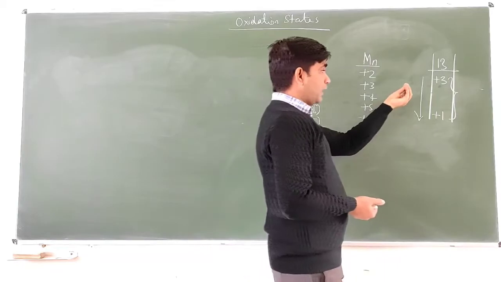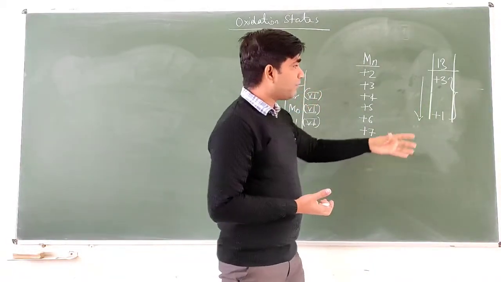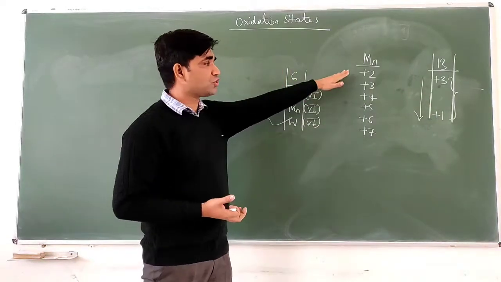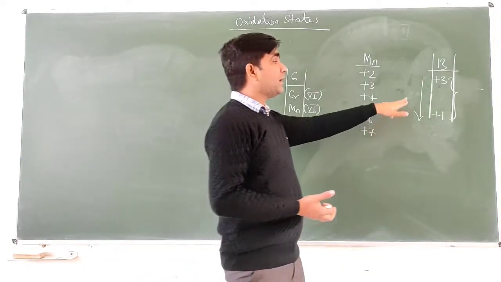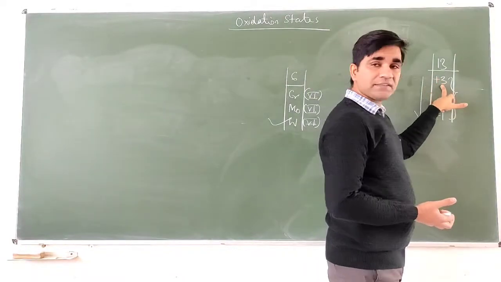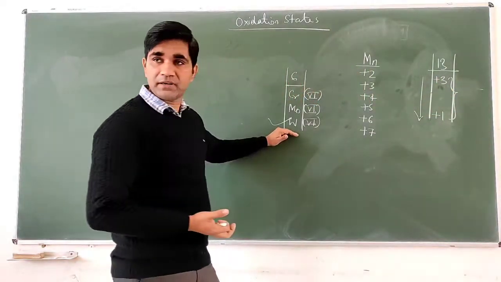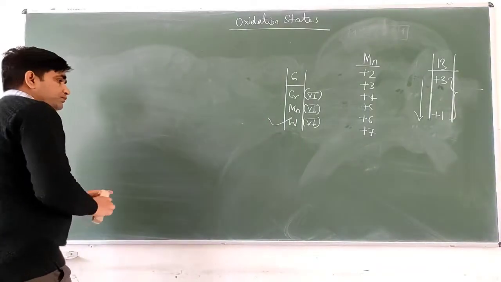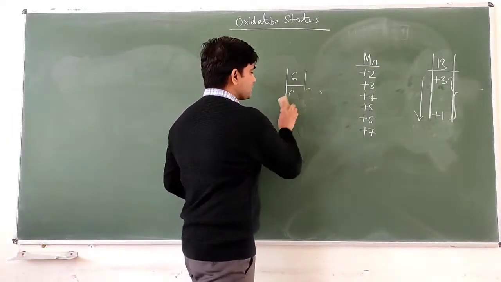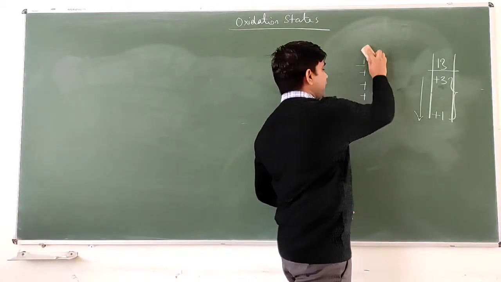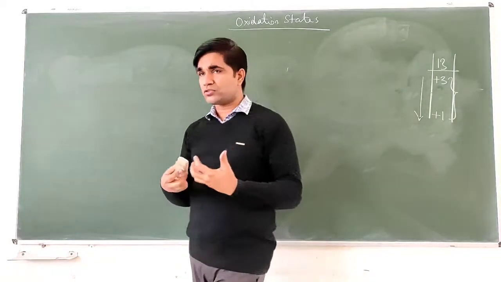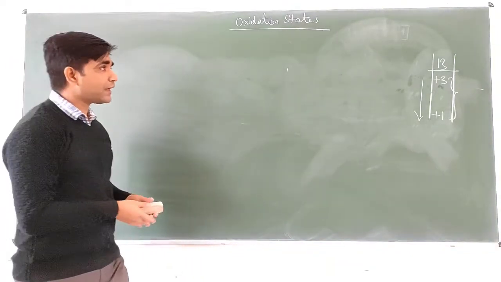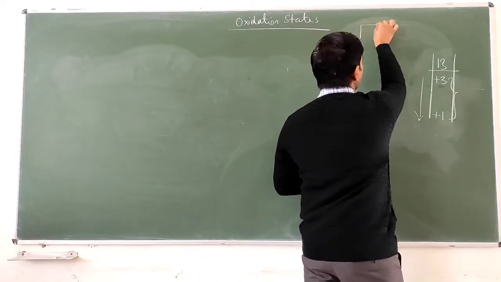Clear? I repeat once again, the one main difference is the change in oxidation number occurs by 2 here, and here by 1. Here the lighter element stabilizes the higher oxidation number, here the heavier element stabilizes the higher oxidation number. These are the main differences. Now the question arises, why do these elements exhibit a large number of oxidation states, variable oxidation states? The reason lies in the electronic configuration.